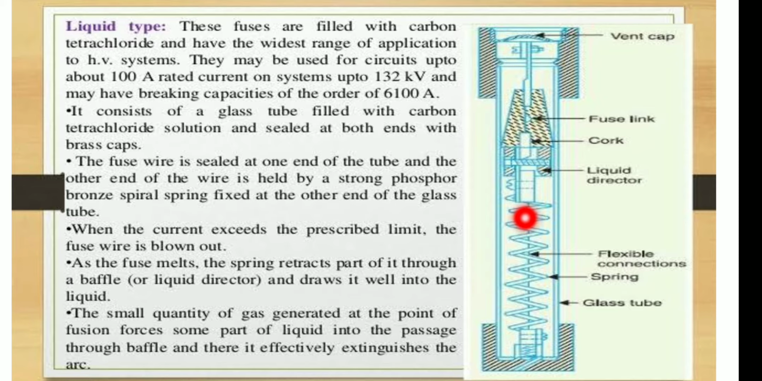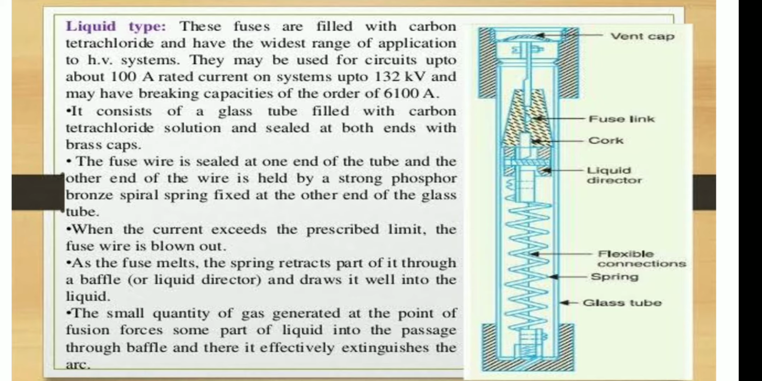Next thing, it consists of a glass tube here. Seeing here, this blue color, that is sky blue color, what it is representing is the glass tube. So it consists of a glass tube. This glass tube will be completely filled with a carbon tetrachloride solution, and it is going to be sealed at both ends with brass caps. This is the glass tube. It is going to be sealed with the vent cap or metal caps. It is nothing but metal. Which metal? Brass metal. So it is provided at both ends. Metal caps are provided.